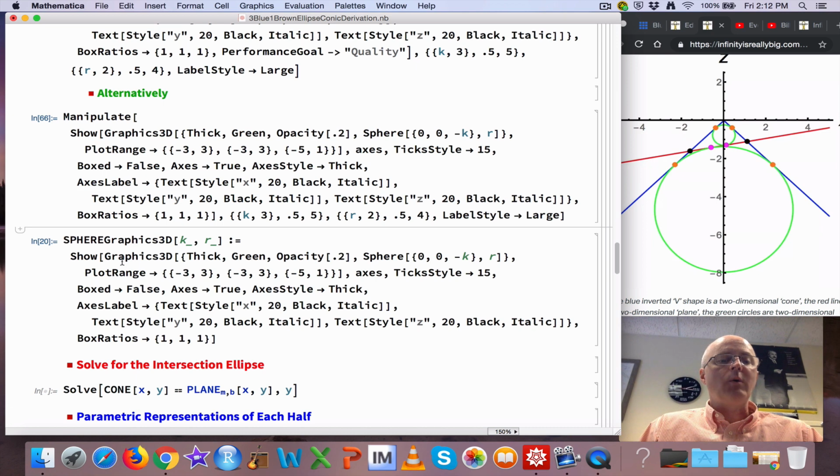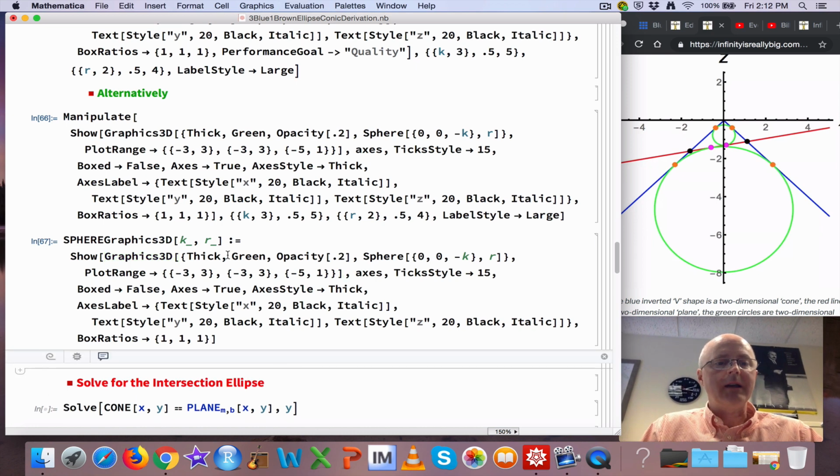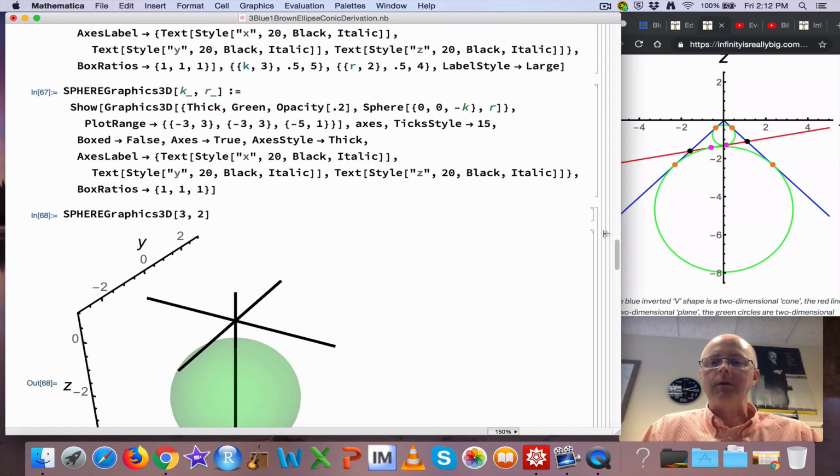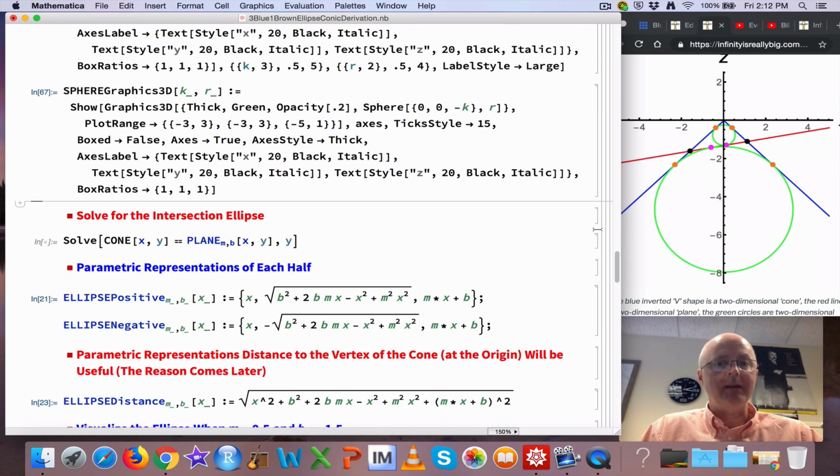I'm going to define a function that I called sphere graphics 3D as a function of k and r that I can use to make such a graph for any value of k and any value of r that I want, and that'll just make the code a little easier to understand and easier to type.